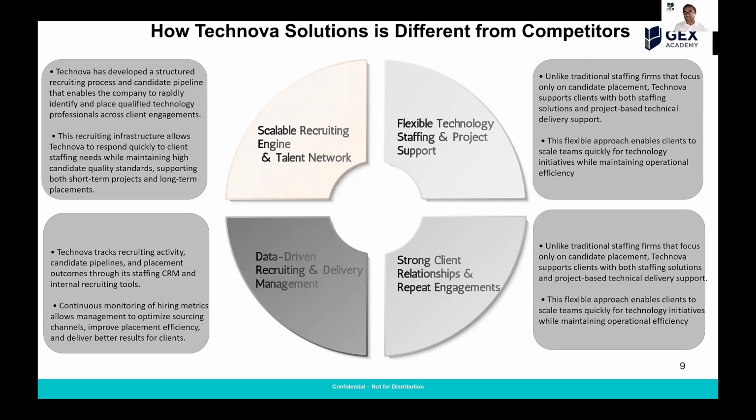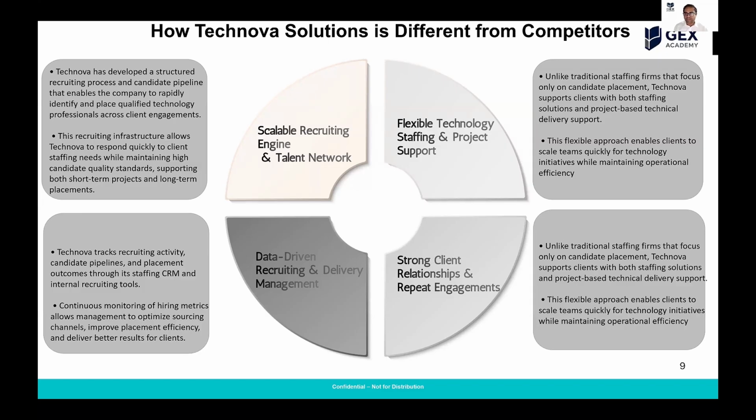The second differentiator is data-driven recruiting and delivery management, right? If you look at it, the management emphasizes the use of recruiting systems, candidate pipeline tracking, placement metrics, and operational monitoring. So all of this suggests that recruiting is not being managed solely through relationships or intuition. Instead, the company is using data and performance metrics to improve sourcing effectiveness, optimize recruiting channels, and monitor outcomes. As investors, we generally like to see businesses that utilize data and process discipline because it can improve scalability and reduce dependence on individual employees.